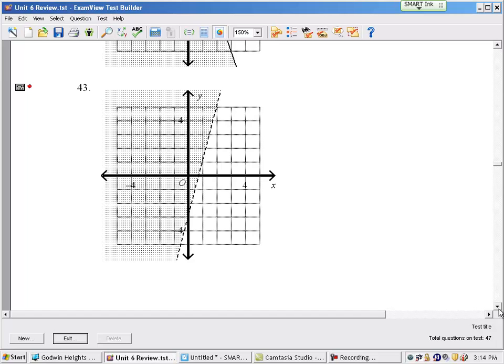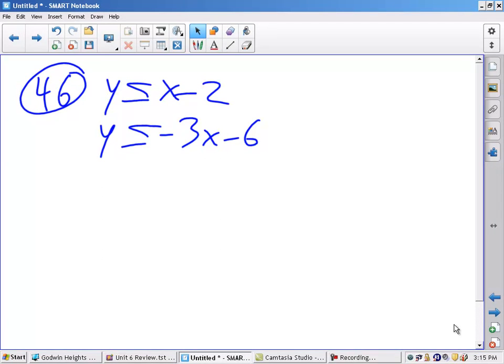Then you know there's no line underneath the inequality because it's a dashed line. And then you know it's a greater than because it's all shaded above. That's how you know. Okay, last one we're going to do, 46, is y is less than or equal to x minus 2, and y is less than or equal to -3x minus 6. That is the final answer.